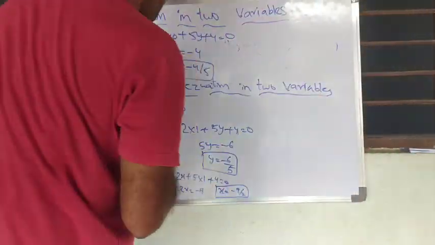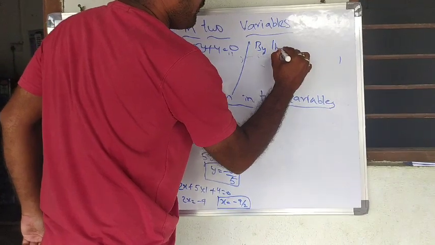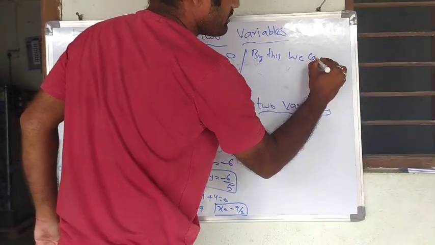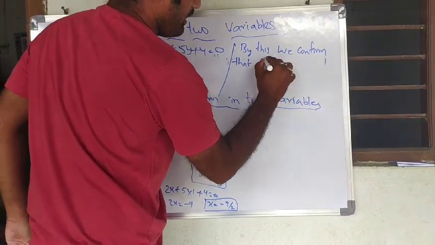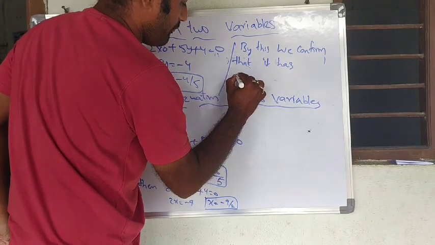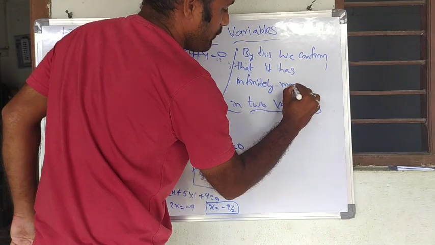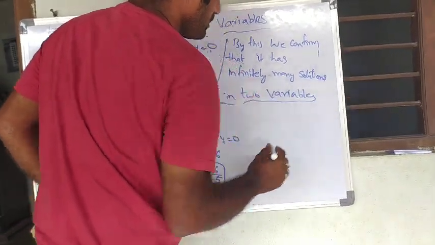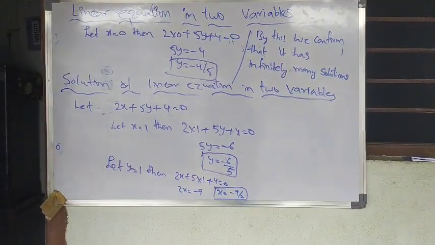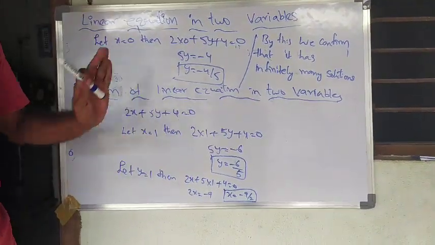By this we confirm that it has infinitely many solutions. So we can consider that any linear equation in two variables has infinitely many solutions.